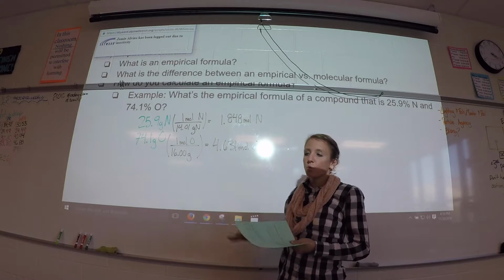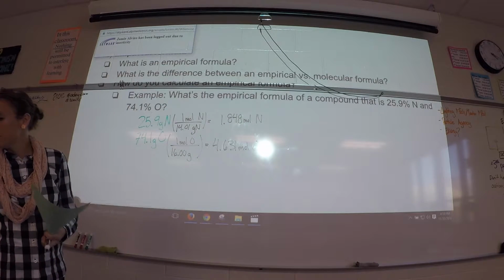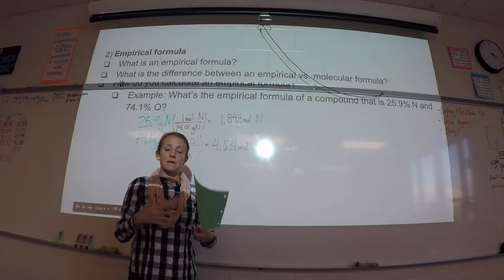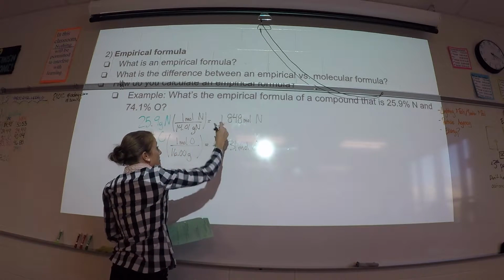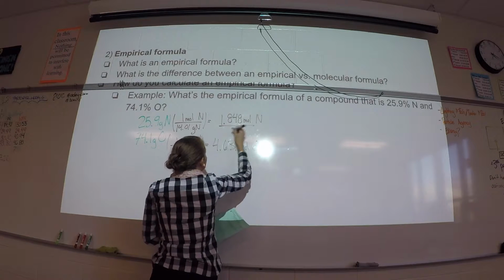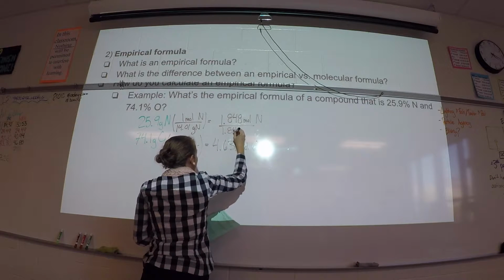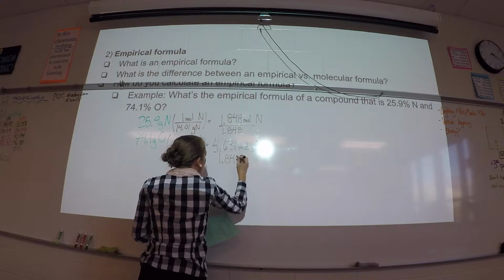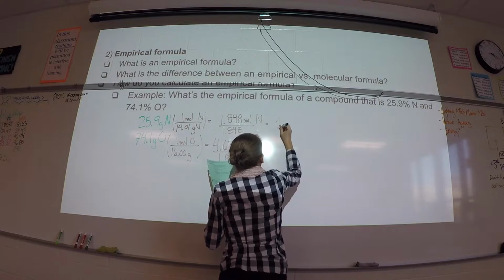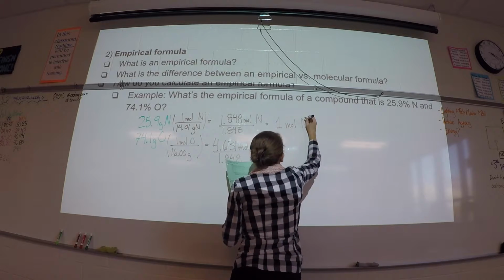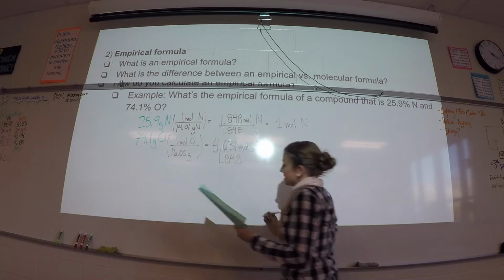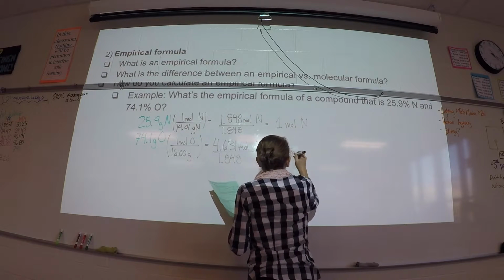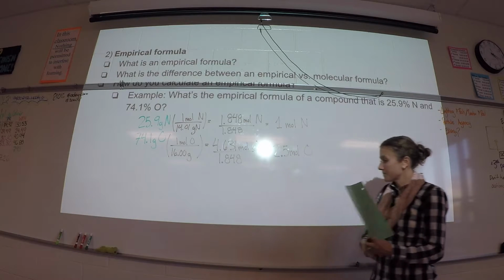whole numbers. So what we have to do is we take the smallest of them and divide it through the rest to get them to be a whole number ratio. So since 1.84 is the smallest, we're going to divide that one. Okay, so this ends up being 1 mole of nitrogen, and this ends up being 2.5 moles of O.